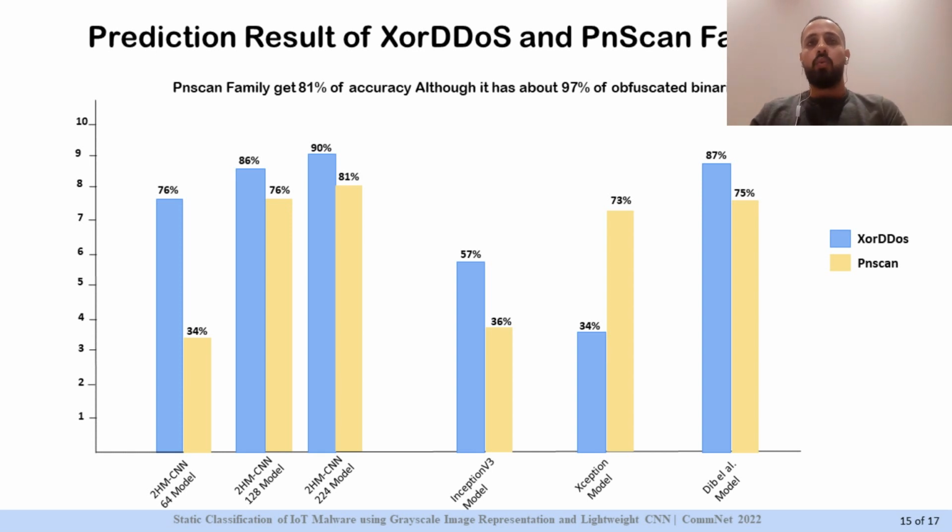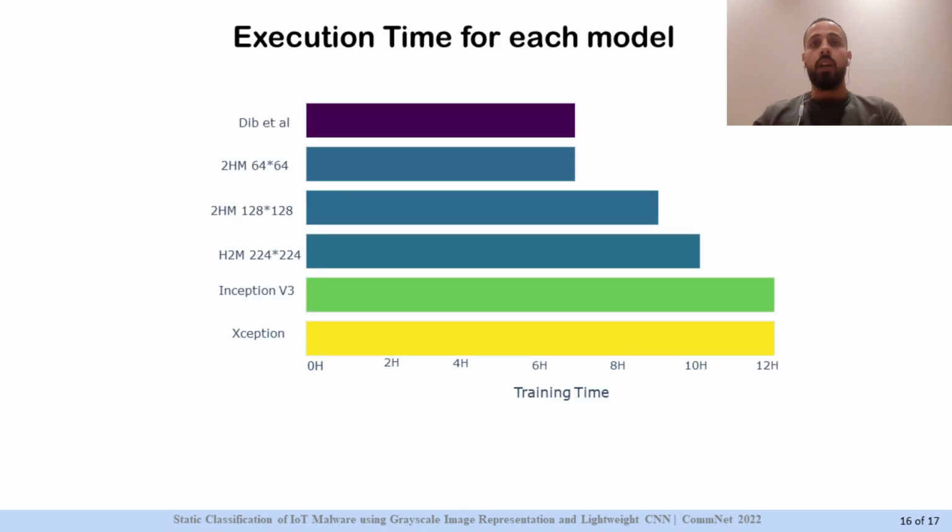We got 81% accuracy for the PNScan family, where 97% of the PNScan malware samples are obfuscated, which demonstrates the performance of our methodology. Naturally, the larger the image size, the more time required for training. Compute time increases only by 35% in our model, from 64 by 64 image size to 224 by 224 image size, and less time is needed compared to other models.